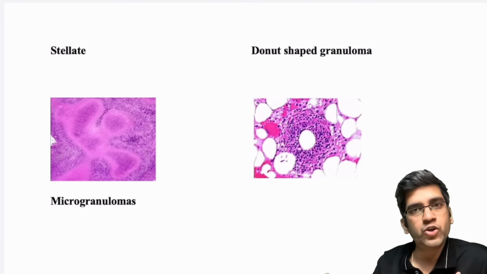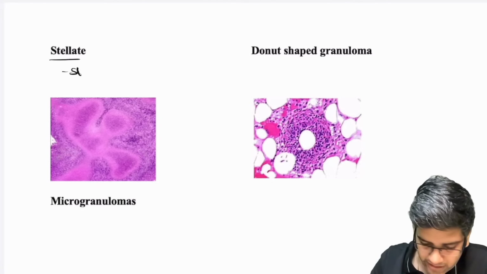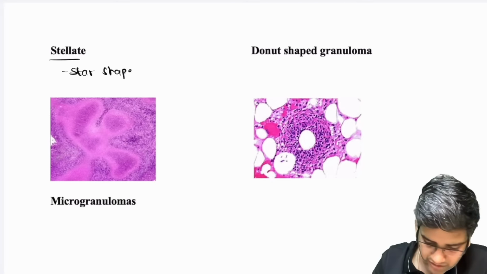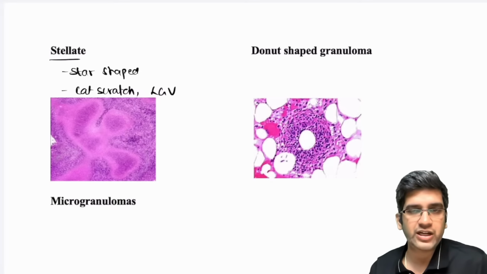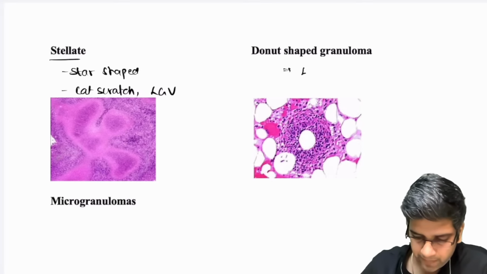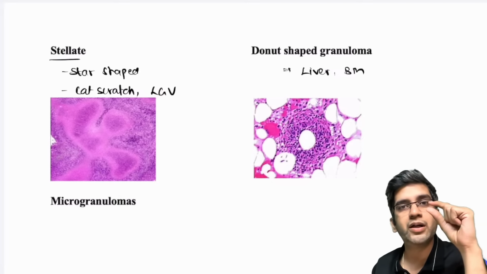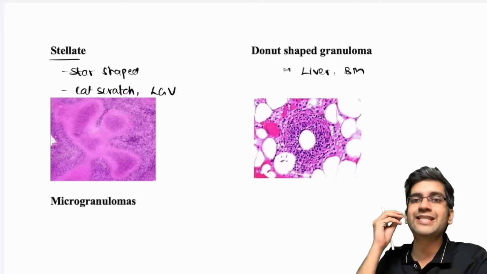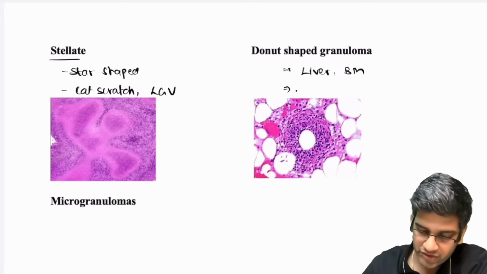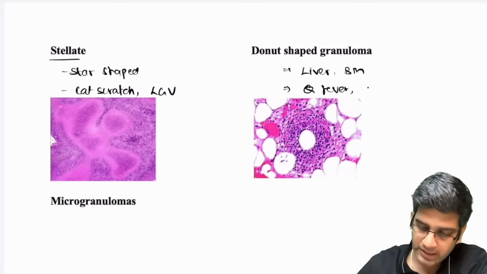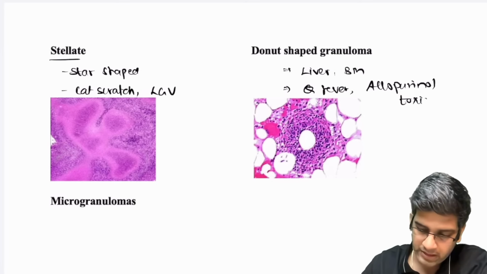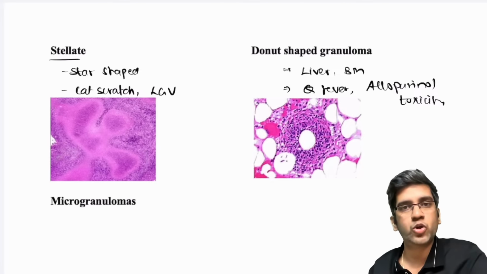I have three more separate or unique granulomas. Stellate, based on the irregularity, you can call it star-shaped or just irregular granuloma. Cat scratch disease can have stellate granulomas. Lymphogranuloma venereum can have stellate granulomas. Donut-shaped, again based on shape. In two places it's more common, liver and bone marrow. Both of them have fat in the center, which makes them look like a donut. Then you see them in Q fever. That's one condition. The other one is allopurinol toxicity. That's the second one, donut-shaped granuloma.